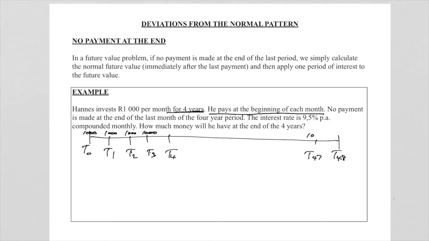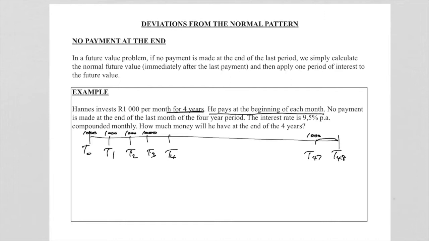Up to T47, we will not have a payment at T48, because that is the end of the month, that is the beginning of that last month. So no payment at the end. And I hope that you now understand what we mean by this no payment at the end. So that month is where we need to do compound interest.